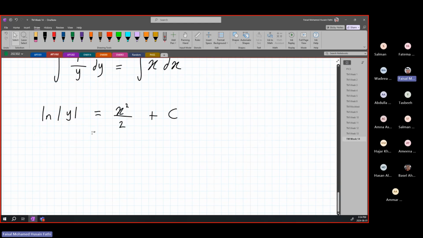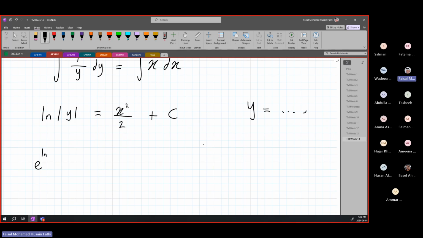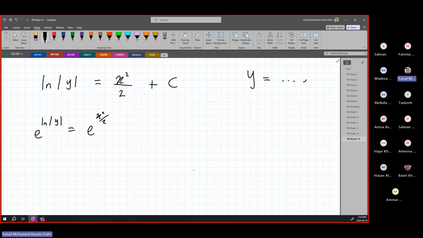Again, how do we get rid of ln? Because remember, the idea is to achieve an equation where y is equal to something. So we want y to be by itself. How can we get rid of ln? We raise both sides to the power of e. So e to the power of ln y and e to the power of x squared over 2, right? Plus c.